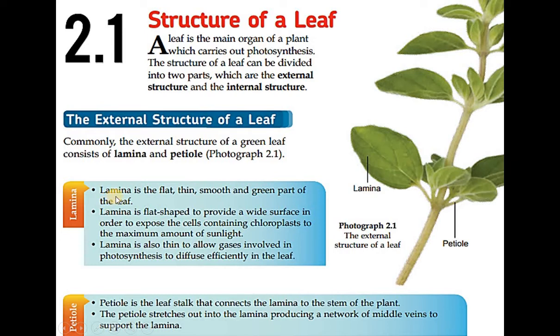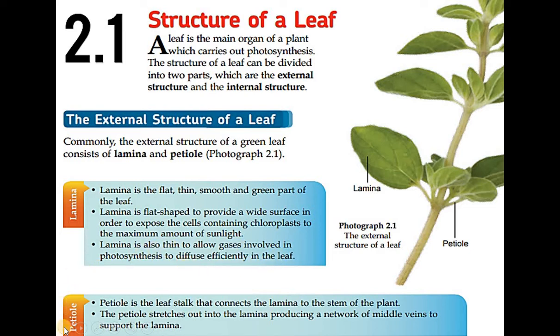So lamina has a flat shape to provide a wide surface in order to expose the cells containing chloroplasts to the maximum amount of sunlight. Take note of the characteristics of the lamina. Flat shape. What is the purpose? To provide a wide surface in order to trap the maximum amount of sunlight. Lamina is also thin, nipis, to allow gases involved in photosynthesis to diffuse efficiently in the leaf.